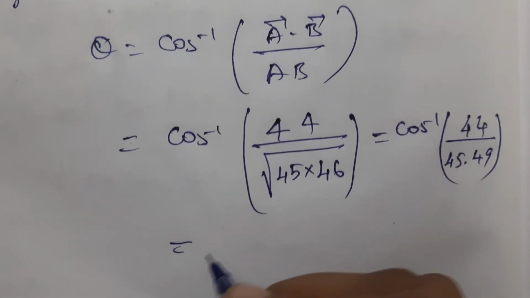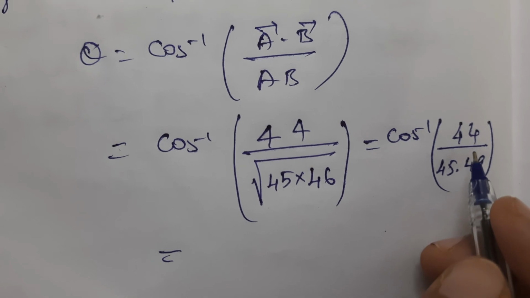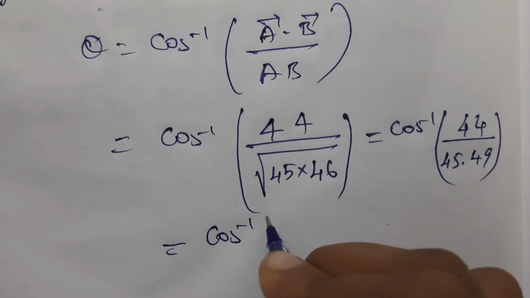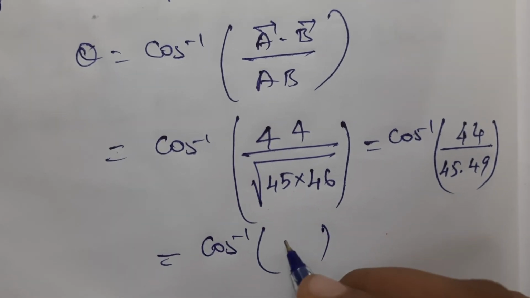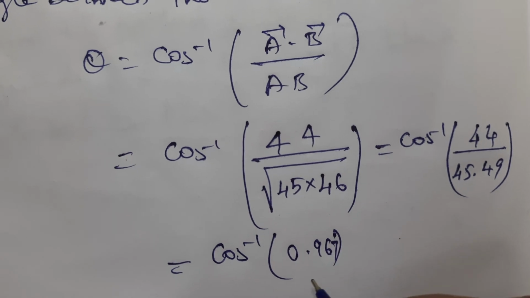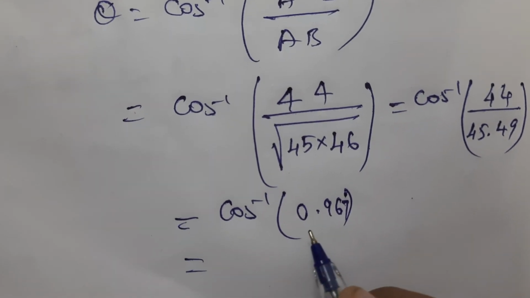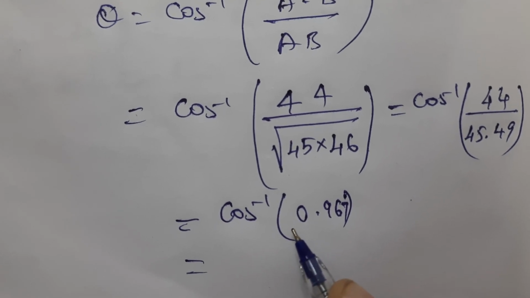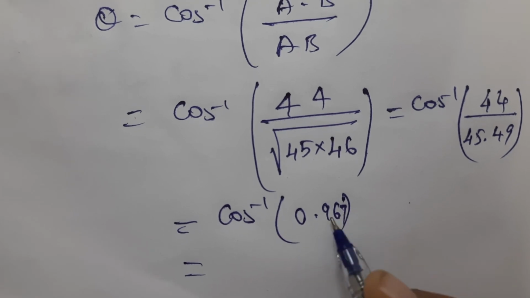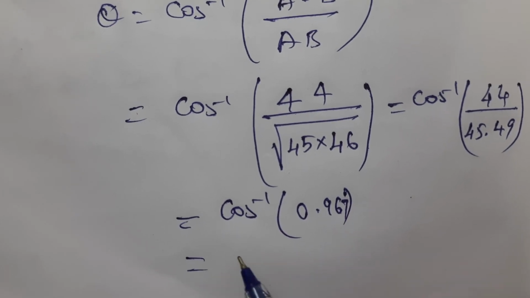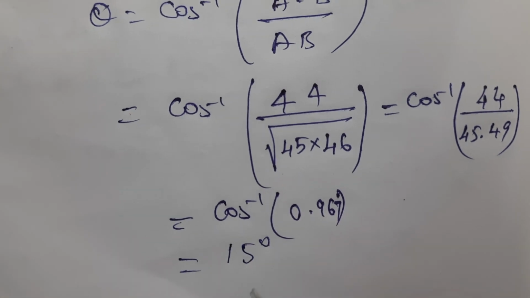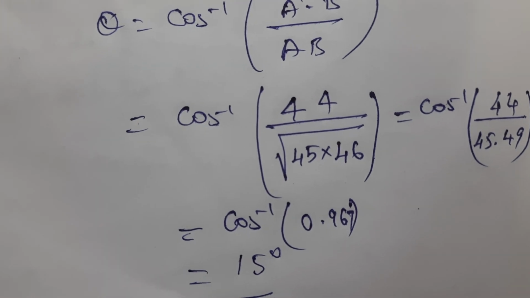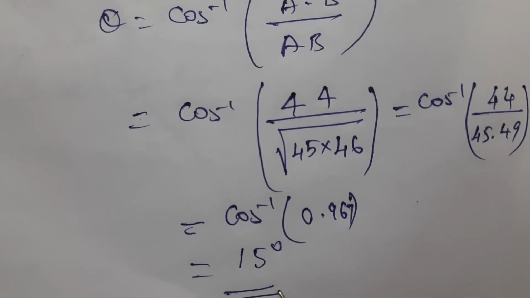So dividing this, you will get one answer. Then using the logarithmic table, we will get the angle. So cos inverse of 0.967. What is this? In the natural cosine table, we should find the theta value of this 0.967. That is approximately 15 degrees. You should use the natural cosine table from the book back. I hope you understood this problem.